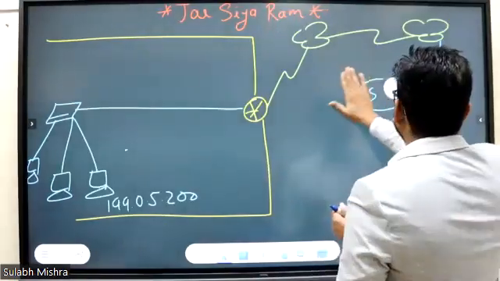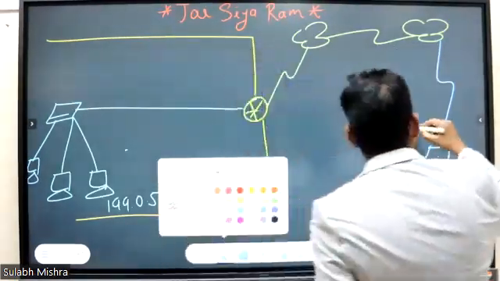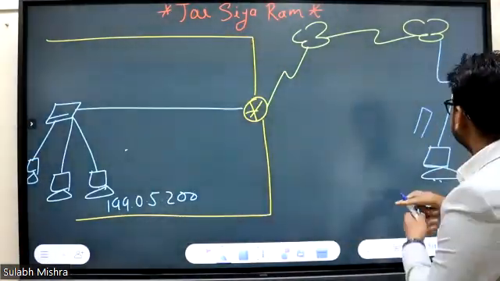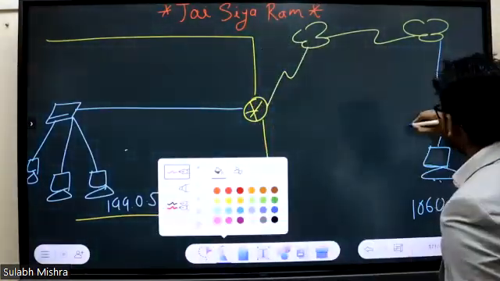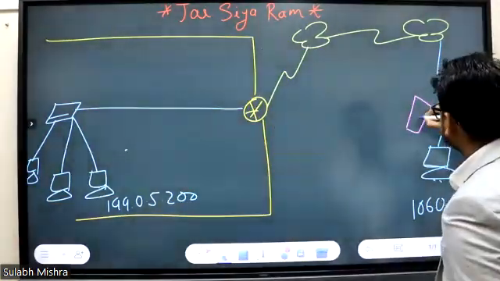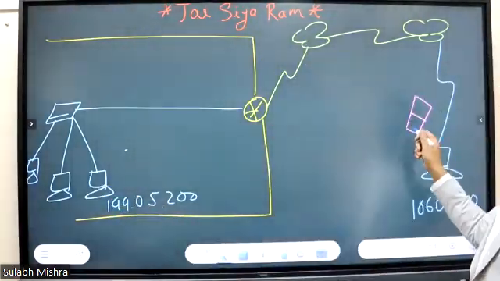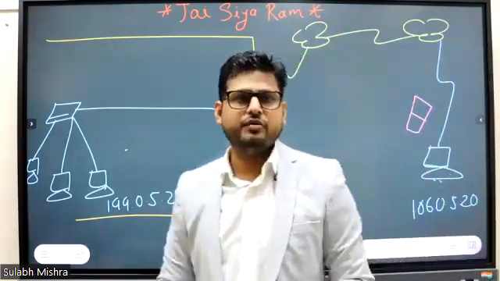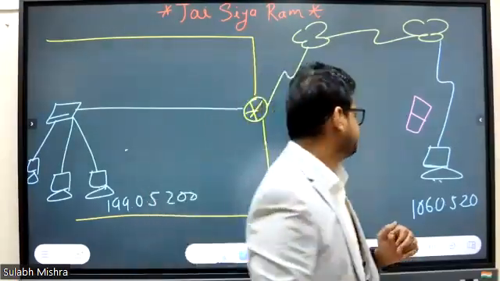So when you communicate, the communication will happen in the form of packets. Yes or no? Packets. This computer wants to communicate with this computer, right? So when the communication starts, it will happen in the form of packets, right? And packets have two parts. What are those parts? Header and data.